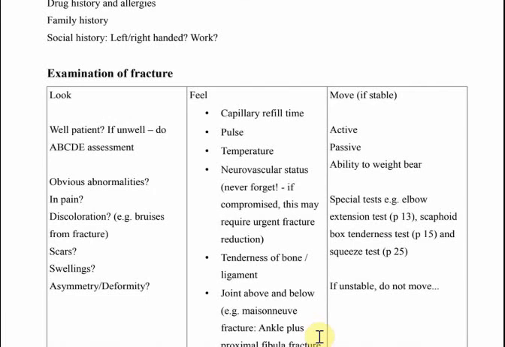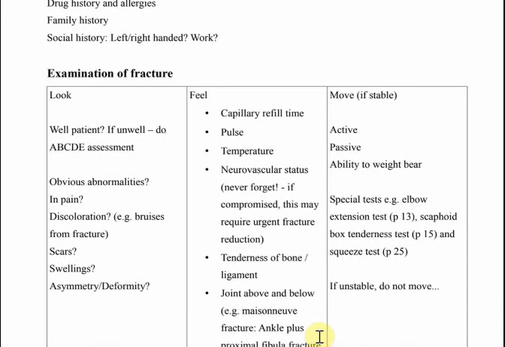Now, let's go through examination of fracture. As with any systemic examination, it all starts with inspection. So, is the patient well or unwell? I like to go through, does the patient have any scars, swellings, or asymmetry? After that, after inspection, go for palpation.